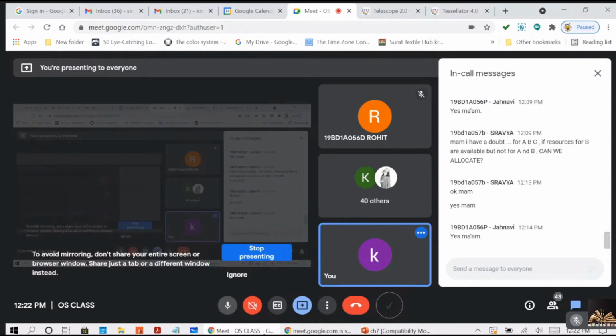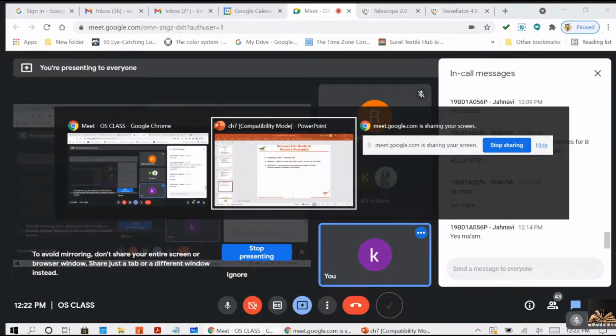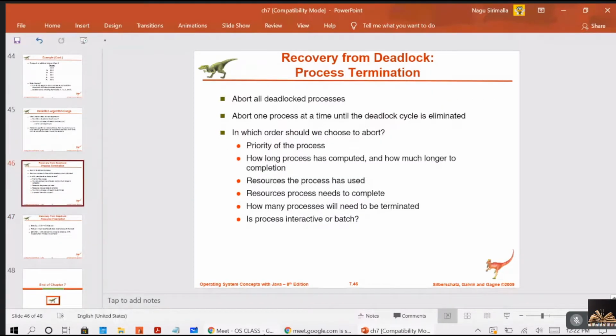How are we going to recover from the deadlock? One is to abort a process, aborting meaning terminating, or else you can preempt the resources. So when you want to abort, you are supposed to consider these things. Coming to process termination, to eliminate the deadlock by aborting the process, we use any one of the two methods. One is abort all deadlock processes, or abort one process at a time until the deadlock cycle is terminated.